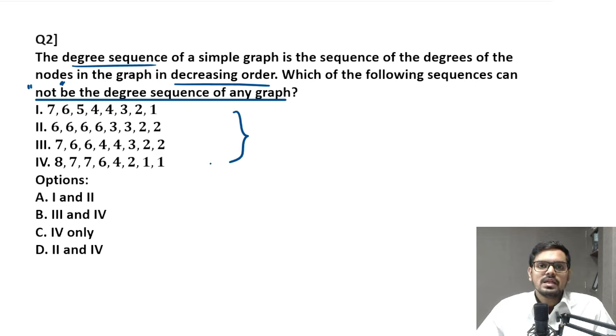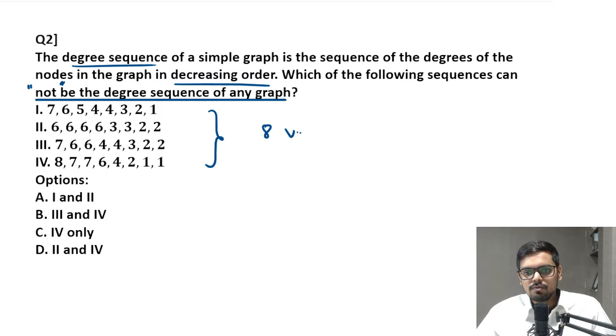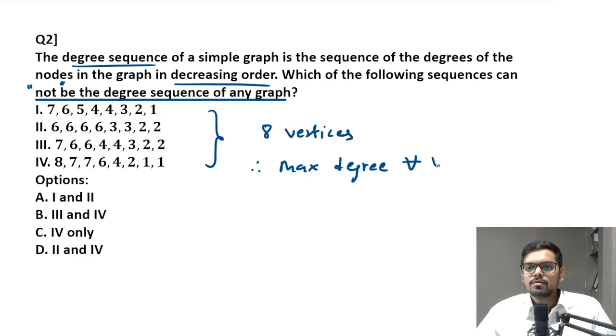By observing the degree sequence, see, how many vertices do we have here? 3 plus 3 plus 2, 8 vertices. Here also 3 plus 3 plus 2, 8 vertices, right? Next also 8, next also 8. Basically, all the degree sequences have 8 vertices. If that is the case, then the maximum degree for all vertices in all the graphs will be 8 minus 1, which is 7.